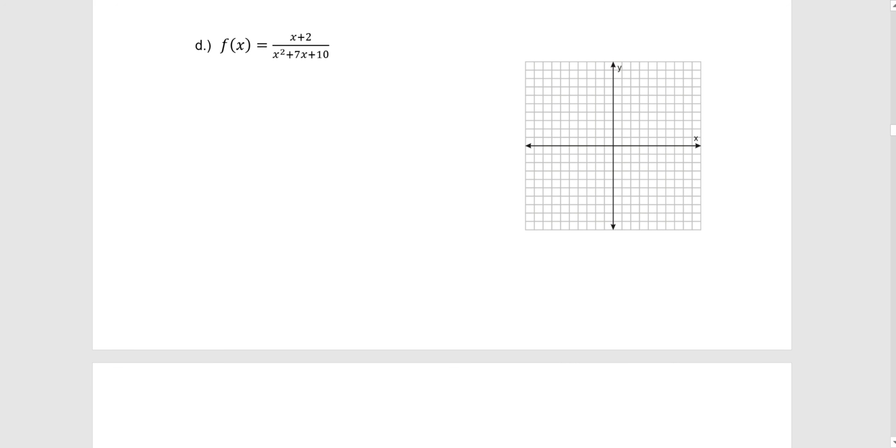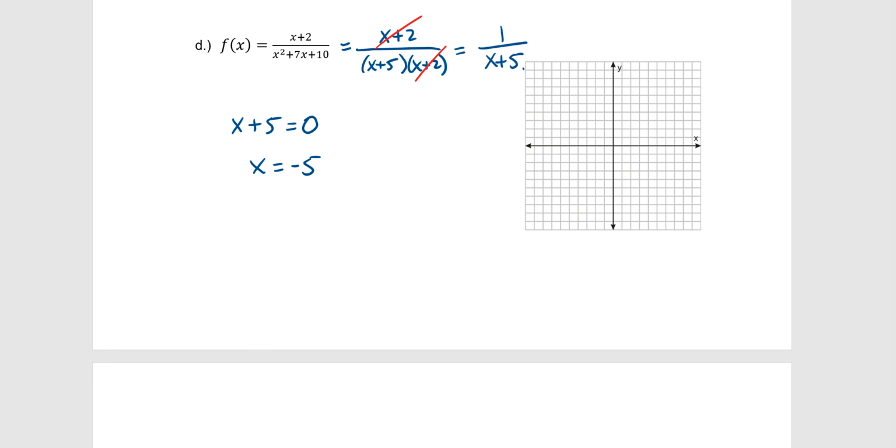So let's do one more here. We have f of x is x plus 2 over x squared plus 7x plus 10. We factor this one, and it factors to x plus 5 times x plus 2 in the denominator. We had to think of two numbers that multiply to 10 and add to 7. We see that the x plus 2's cancel, and we're left with 1 over x plus 5. So we set that simplified denominator equal to 0 once again, and we solve it for x, and we get x equals negative 5 as our vertical asymptote.